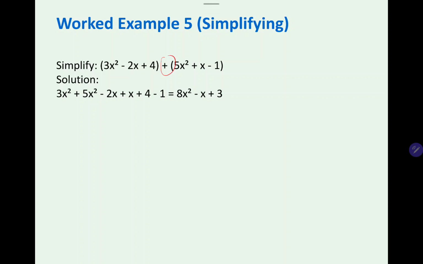We're told to add here, so all you need to do is take the matching terms and then you add. Okay, you cannot add 3x squared plus x. No, they are not similar, they are not like terms. So you can only add 3x squared plus 5x squared. That's what we mean by matching terms.